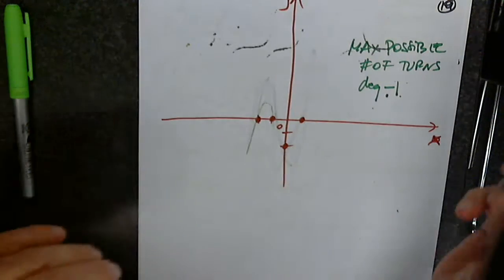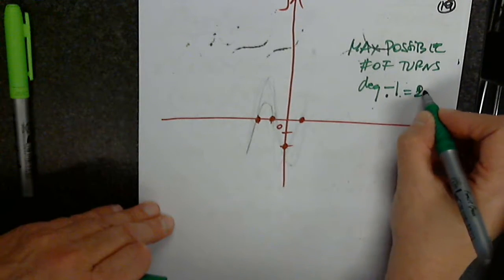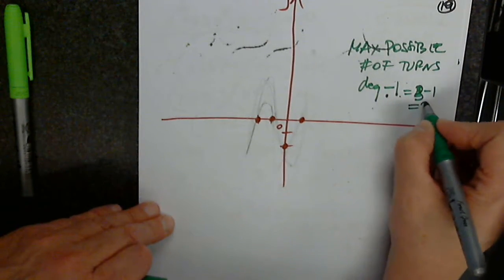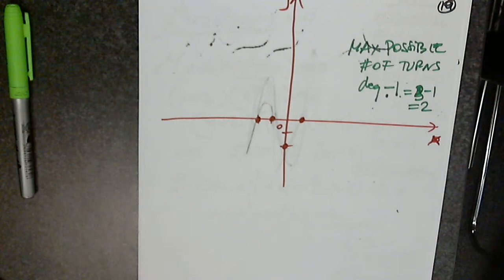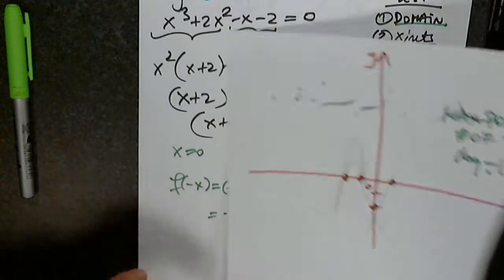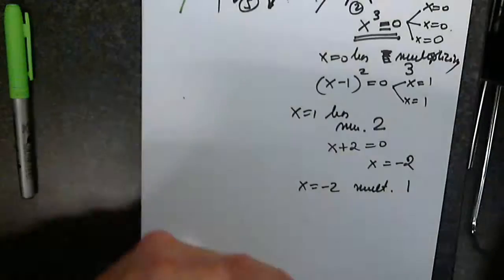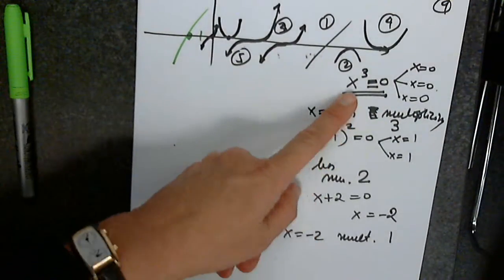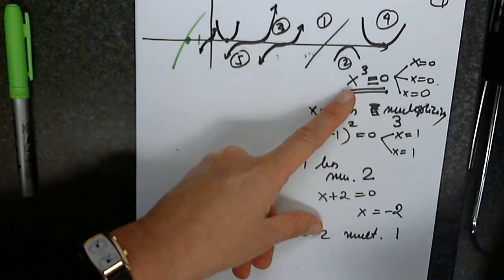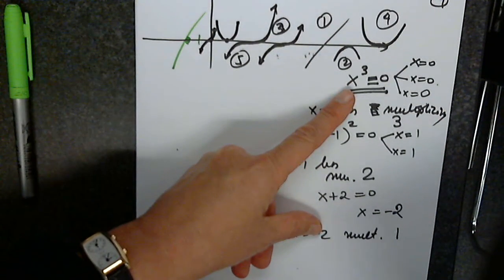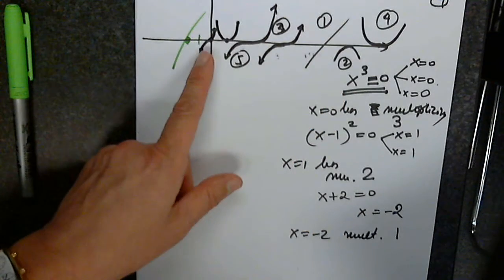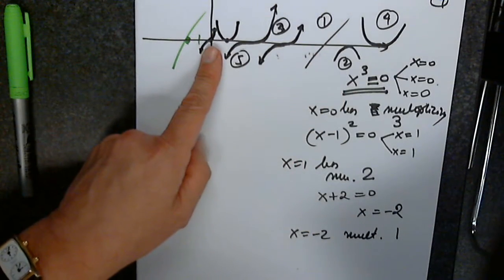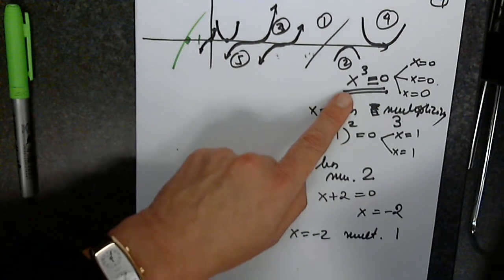In this case, it has to. So this is 3 minus 1, so it has to have maximum 2. For example, x cubed. We talked about x cubed a minute ago. When I graph x cubed, what is the maximal possible number of turns for x cubed? It doesn't have any. So it doesn't have to have, but it cannot have more than 2 turns.